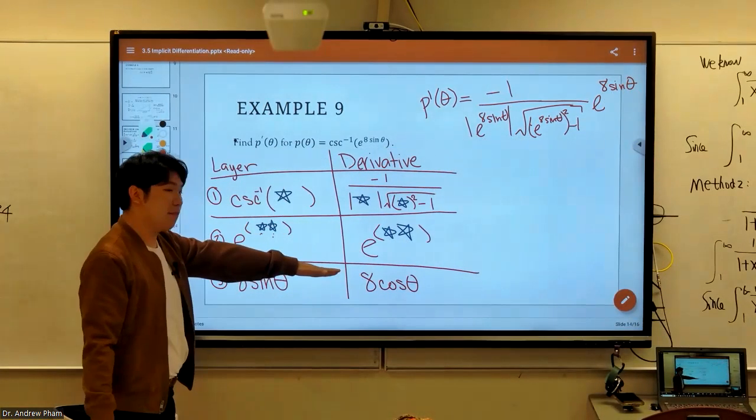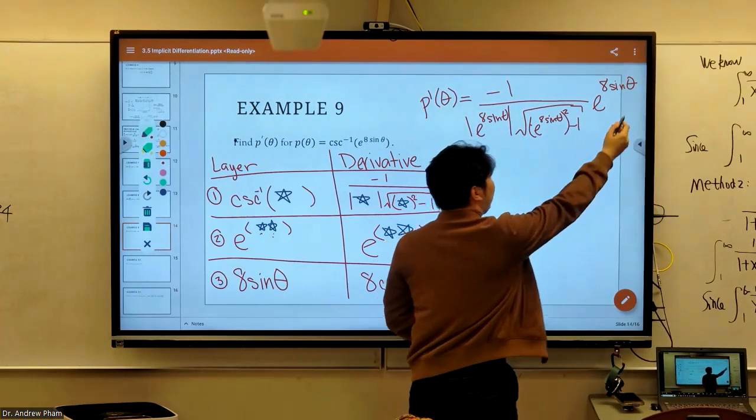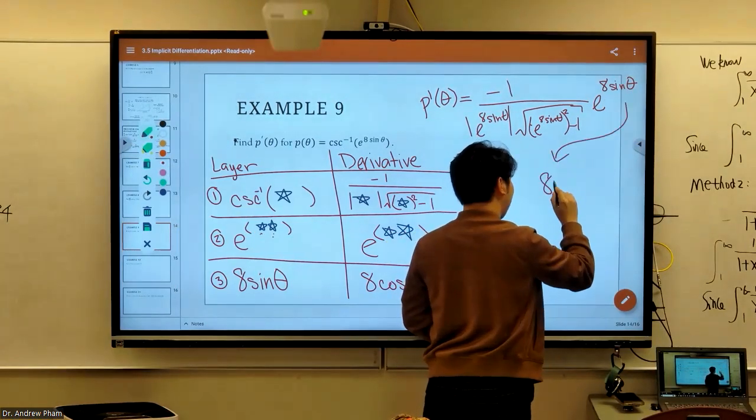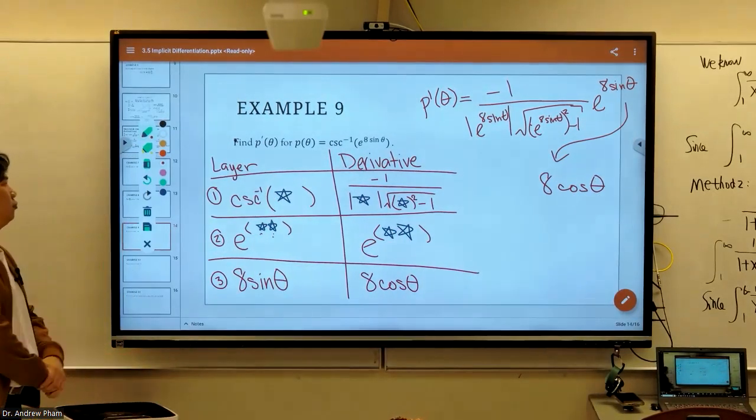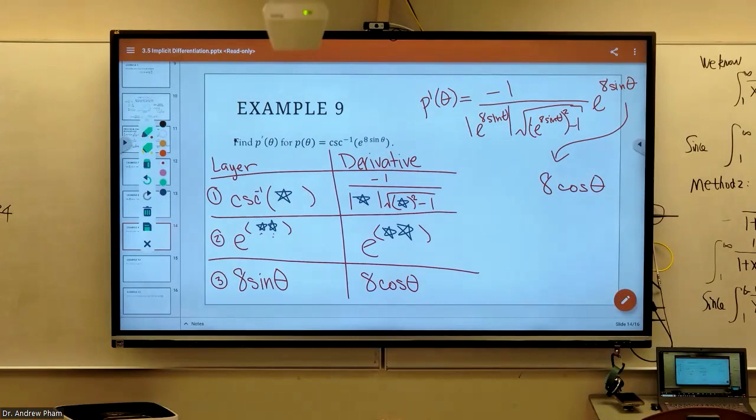And then the final layer, times 8 cosine of theta. I ran out of space here, but this should be times 8 cosine of theta. And then that is our final answer. And so we have example 9, a chain rule with technically 3 layers that uses my inverse trig, my exponential function, and my trig functions. So a combination of 3 different rules, essentially.